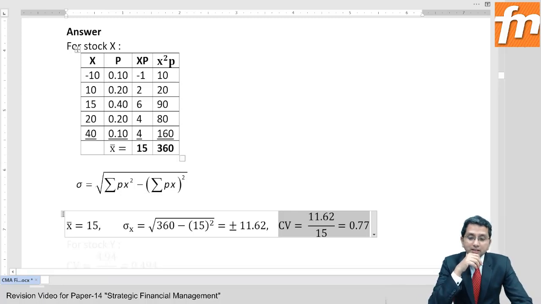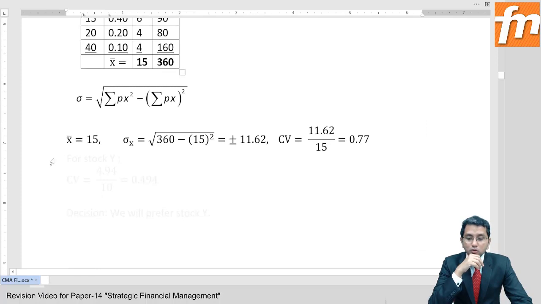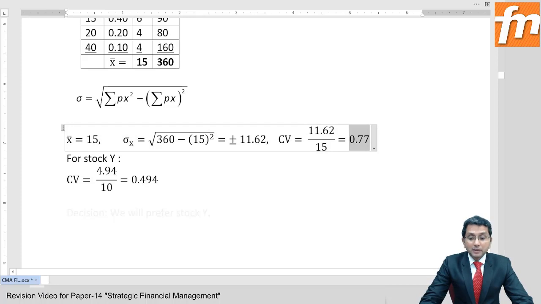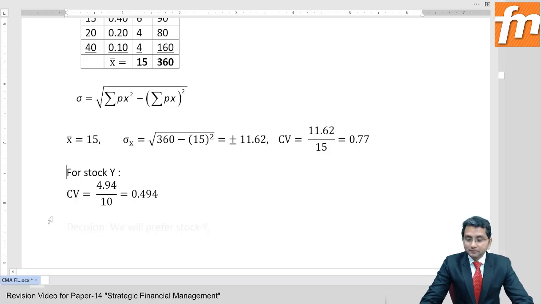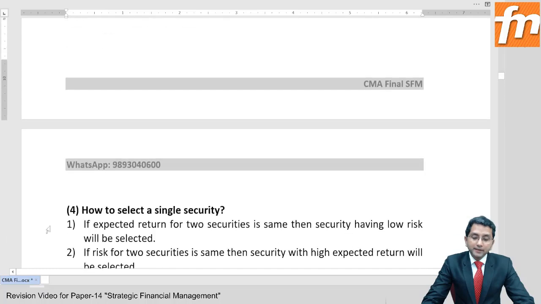One more security is given in the question, which says that its return is 10 and risk is 4.94. So definitely here also I'll have to calculate CV because neither the return of the two securities is same nor the risk is same. So 4.94 is standard deviation, 10 is the mean, CV is 0.494. So here risk per unit of return is 49 paisa. Here risk per unit of return is 77 paisa. So your stock X is riskier than stock Y. That's why my decision will be we will prefer to invest in stock Y.